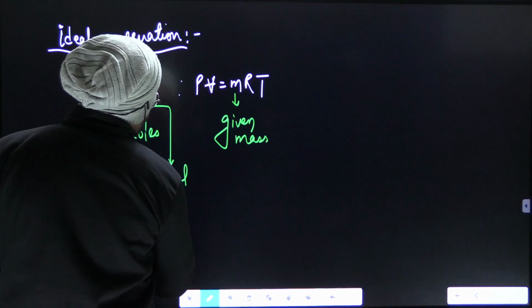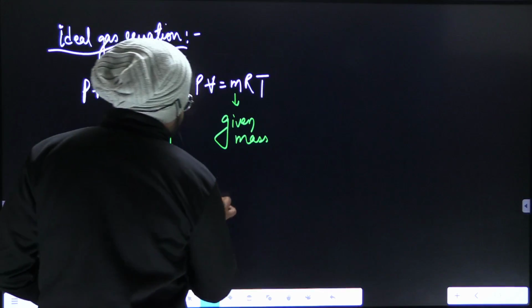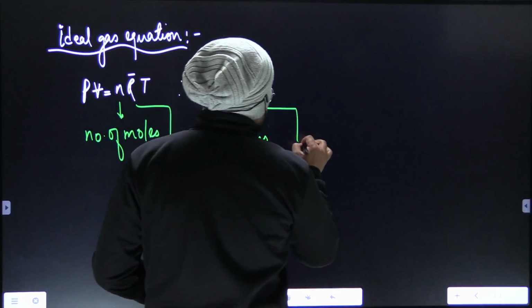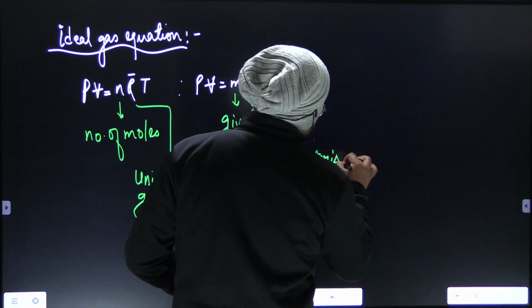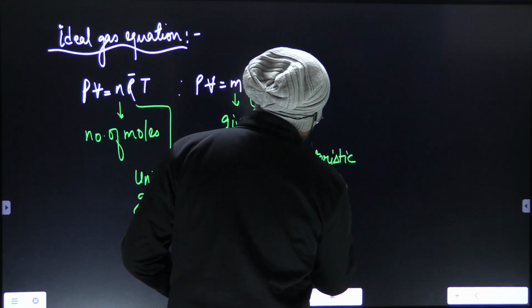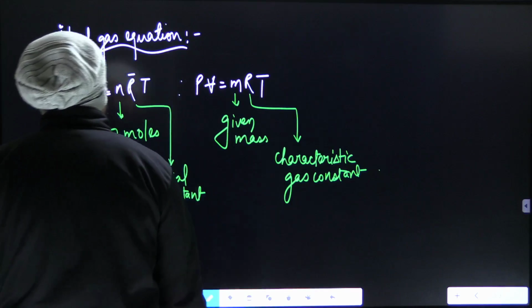And people are confused all the time. So what is the difference between a universal gas constant, sir, and a characteristic gas constant? Characteristic gas constant, right? Okay.